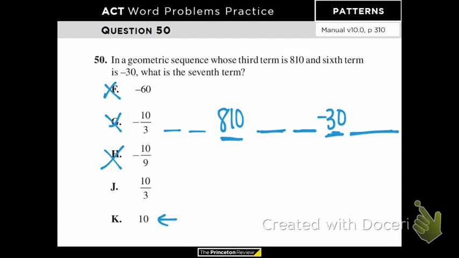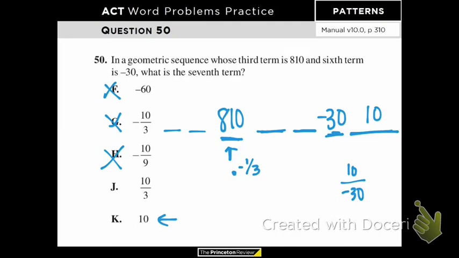So they're asking what's the seventh term. So if 10 is the seventh term, so right here, then I can figure out what my multiplier is, right? I divide. So do the 10 divided by the negative 30 to figure out my multiplier, okay? So that is negative 1/3. So then I can just check to see, am I multiplying by that each time to get there? So if I start here with the 810, I'm multiplying by negative 1/3. So I'm going to go ahead and do that, okay, to find all of my options here.